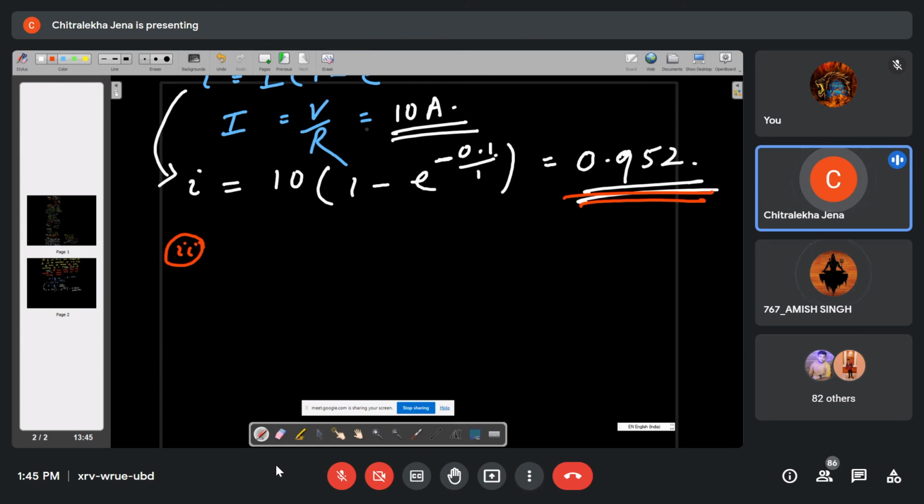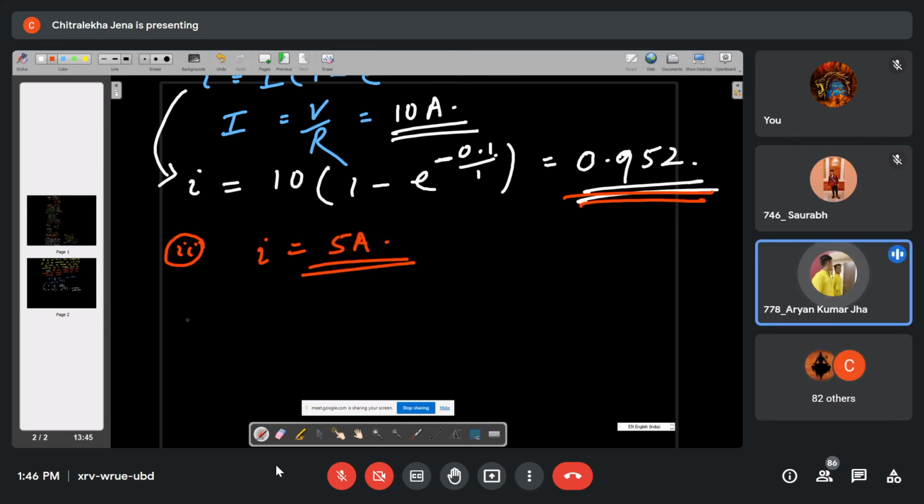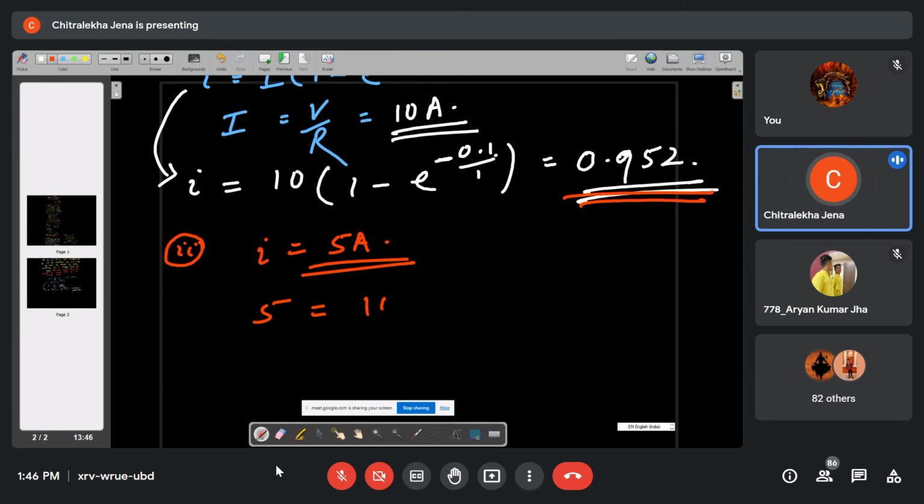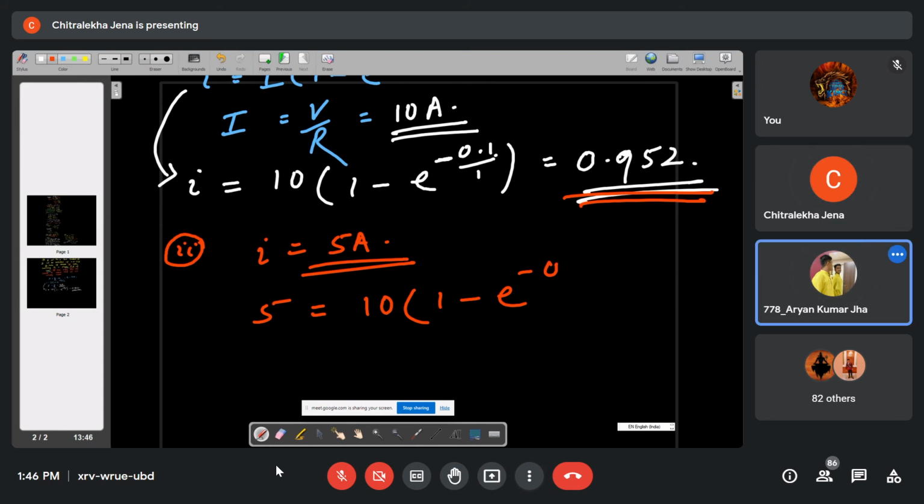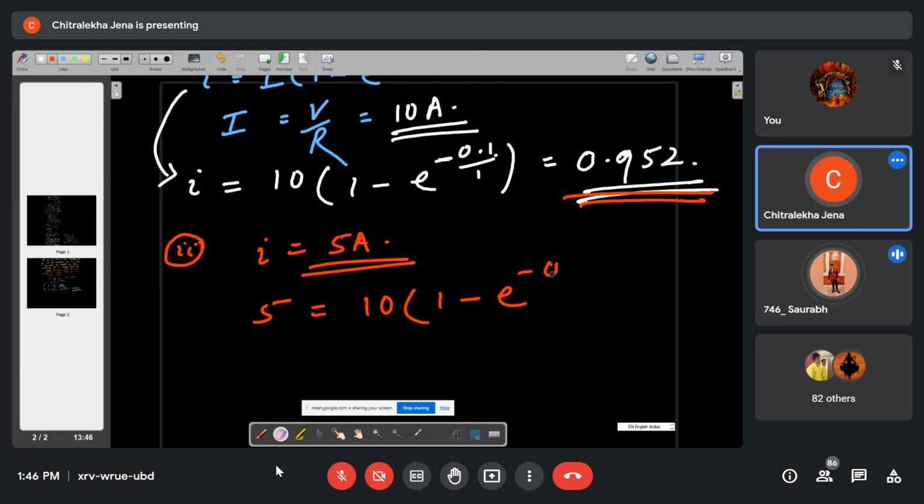Time taken for the current to reach half of its steady value. That means what you will take? What is your I? Half of the steady value. What is your equation? I is equal to I naught into 1 minus e to the power minus t divided by tau, with tau equal to 1.